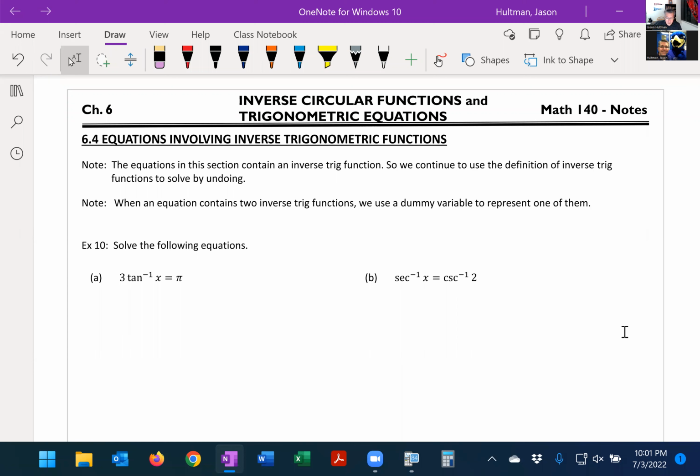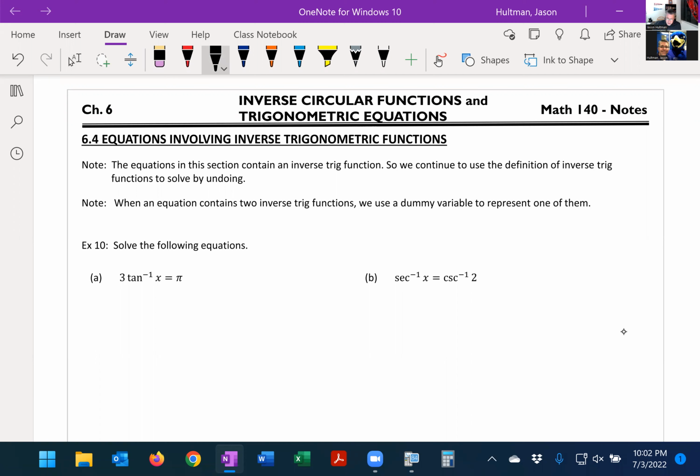So the equations in section 6.4 contain inverse trig functions. We continue to use the definition of inverse trig functions and solve by undoing. When the equation contains two inverse trig functions, we use a dummy variable to represent one of them.